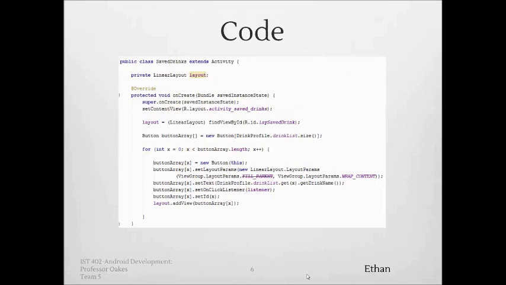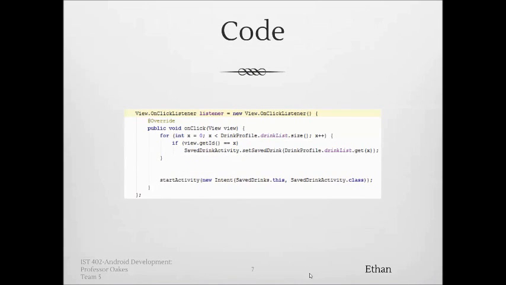So to do this, we set up a for loop, and the for loop is going to run however many times there is saved drinks. And inside the for loop, we're creating new buttons, and using an array list, it'll get the name of the drinks that you saved and put them on the corresponding button.